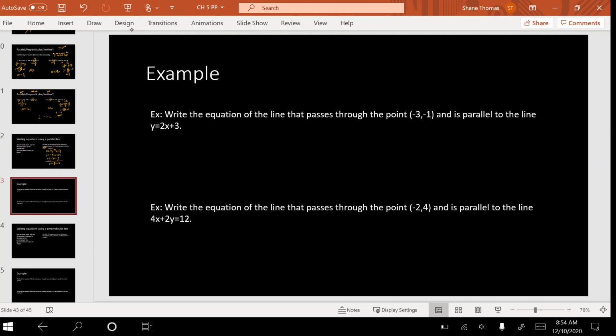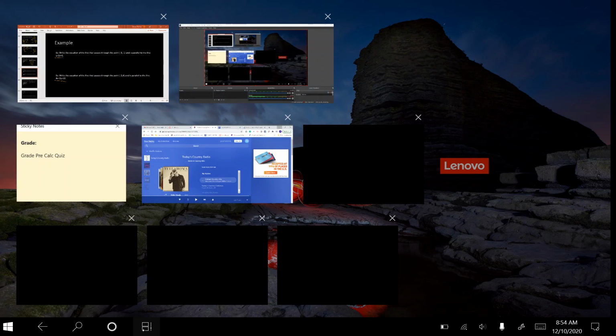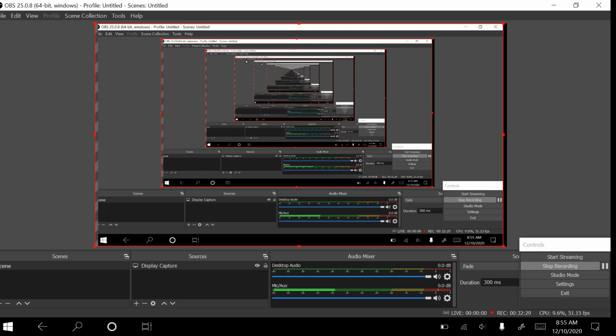All right, here are 2 for you guys to try. Now, again, this one here, you're in good shape. The slope's already given to you. This one here, you have to find your slope first before you can steal it. All right, so take a minute.